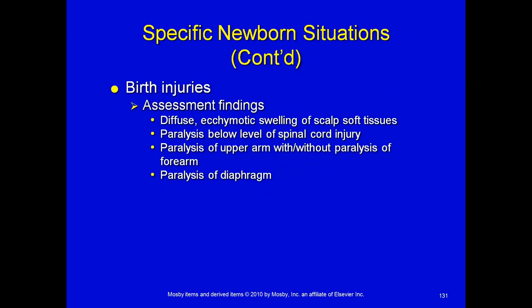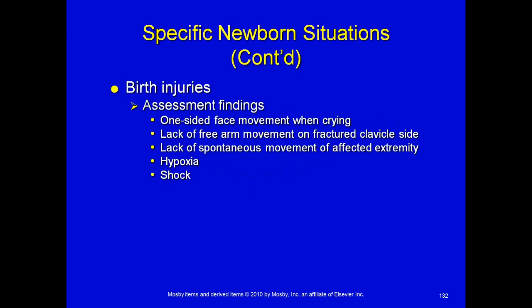Assessment findings include diffuse and ecchymotic swelling of the scalp and soft tissue that might indicate a cranial injury, paralysis below the level of the spinal cord, paralysis of an upper arm with or without paralysis of the forearm, paralysis of the diaphragm. And if we remember our dermatomes, that might give us an idea of where the spinal cord injury has occurred as a result of birth. You may also see one-sided face movement when crying, indicating that one side of their face is paralyzed.